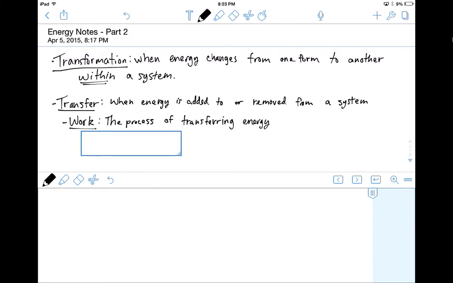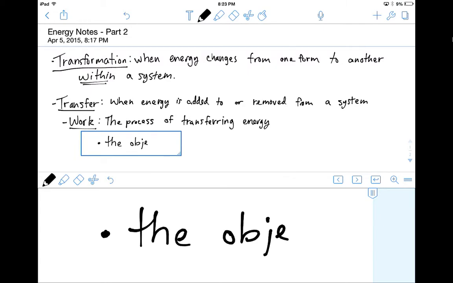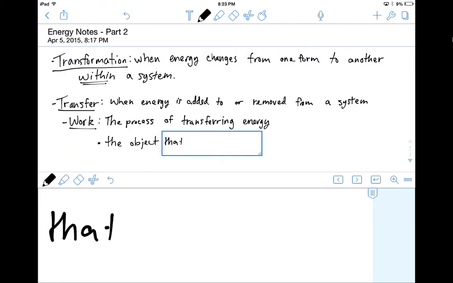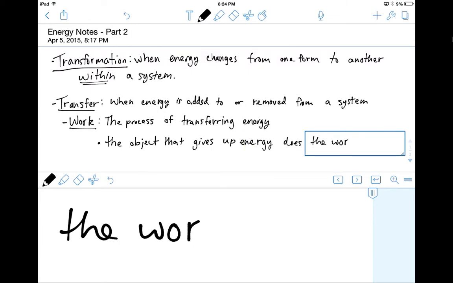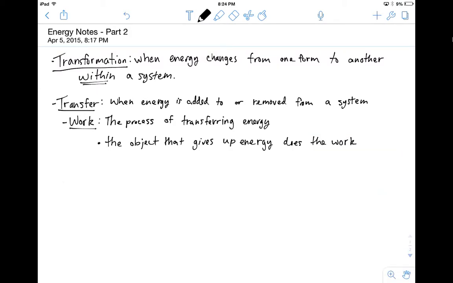And so remember this, okay? So this is like your big point here, is that the object that gives up energy does the work. Okay, so sometimes it can be hard to think about, like, okay, well, did the bowling ball do work or did the can do work because it slowed the bowling ball down? Well, whichever one loses energy. So the bowling ball loses kinetic energy, okay? So the bowling ball gives up its energy, so it does the work. There we go. That makes sense.